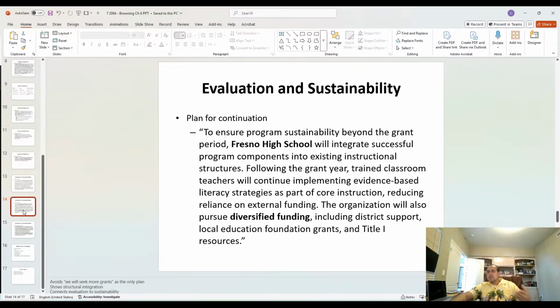Okay, this is the sustainability. They want to know, hey, when the money runs out, does the program get eliminated? You never want to say yes. You always want to say that you have a plan. I mean, you should have a plan, but if you don't have a plan, you should at least say you're going to have a plan or that you do have a plan. Okay.